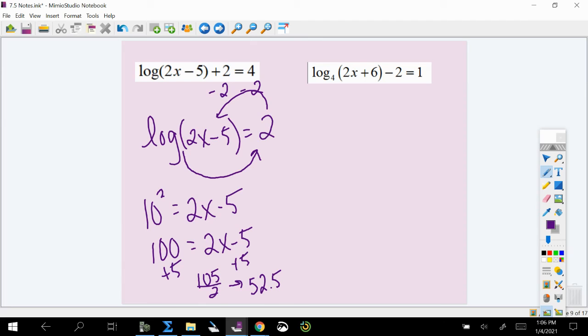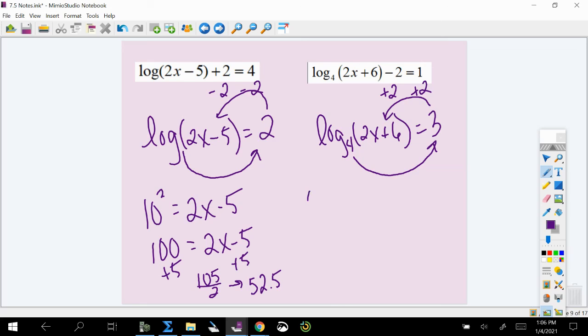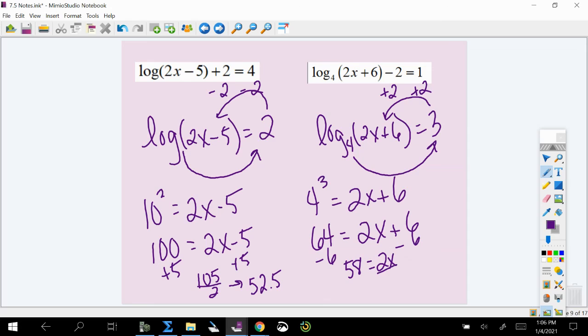And then the last one of this type, to get the log by itself, you're going to add 2 to both sides. So now you have log base 4 of 2x plus 6 equals 3. You're going to follow that cloud pattern. So 4 to the 3rd power equals 2x plus 6. 4 to the 3rd power, 4 times 4 times 4 is 64. So 64 equals 2x plus 6. Subtract 6. You get 58 equals 2x. Divide by 2. This one finally does work out evenly. 58 divided by 2 is 29. And that is your answer.